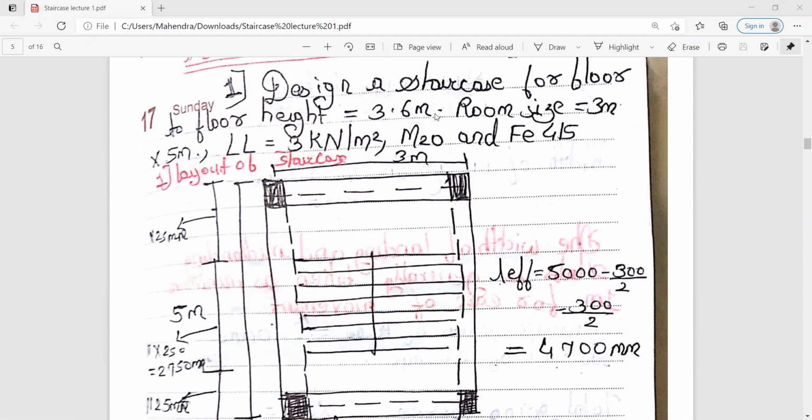and Fe415. So as we had studied, there are 4 types of staircase, that is the straight stair, dogleg stair, open newel stair and the geometric stair. So this particular problem is based upon the straight staircase. As you can see over here, they have given you the floor to floor height, that is 3.6 meter, and the room size is 3 meter by 5 meter, and the live load is 3 kilonewton per meter square, and the grade of the concrete and the steel is given to you.